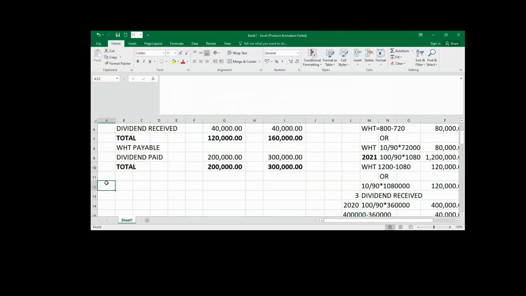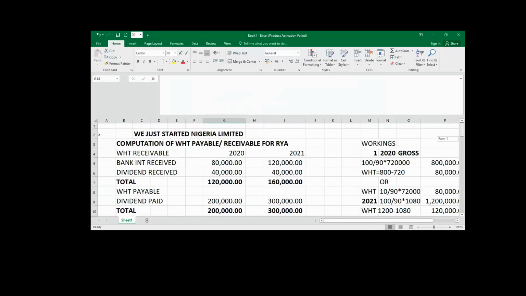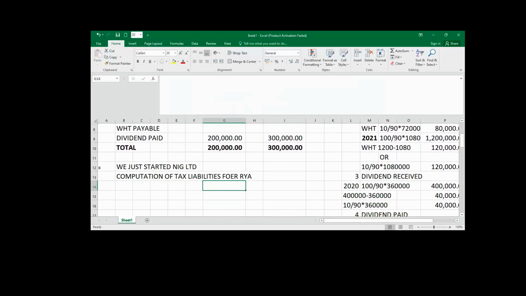So for number B, if you want to compute the tax liability, don't forget, very important, you also want to start with the name of the company. We just started, Nigeria Limited. Computation of tax liabilities for relevant year of assessment. The year of assessment will now be on a preceding year basis. Instead of 2020 and 2021, it will now be 2021 and 2022.